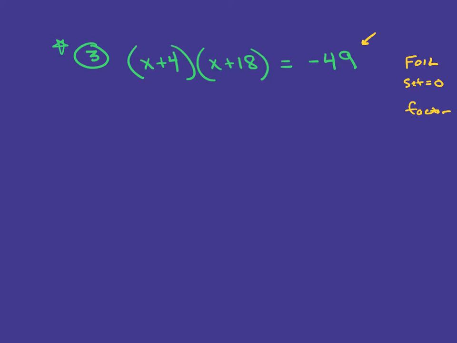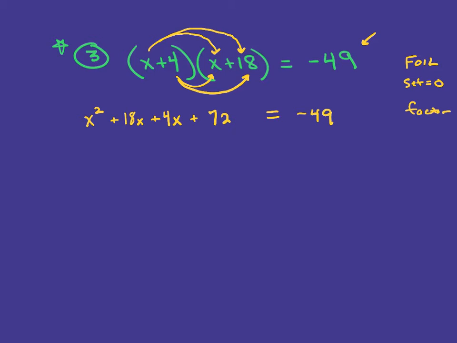So foiling the parentheses means we're going to take first times first, the outers, and then the inners, and then the last. So x times x is x squared, x times 18 is 18x, 4 times x is 4x, and then 4 times 18 is 72. All that equal to negative 49.